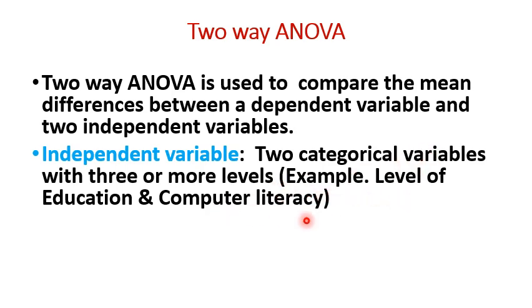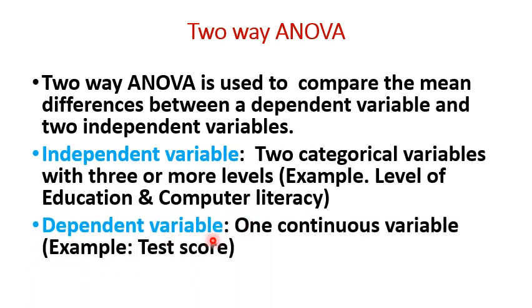For example, level of education and computer literacy. These variables are categorical and with 2 or more levels. Then dependent variable, one continuous variable. For example, test score. That means the marks obtained by students in an examination. So two-way ANOVA is used when there are two categorical variables as independent and one continuous variable as dependent.